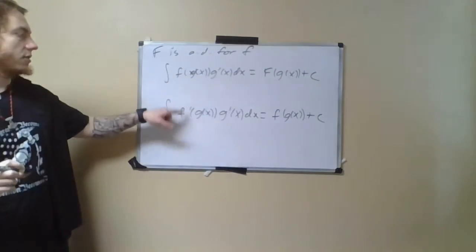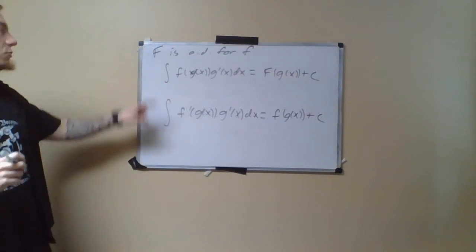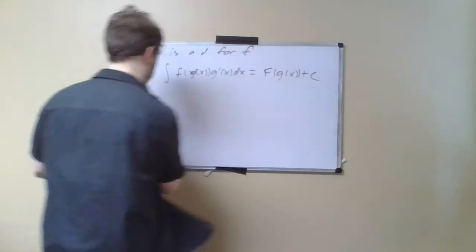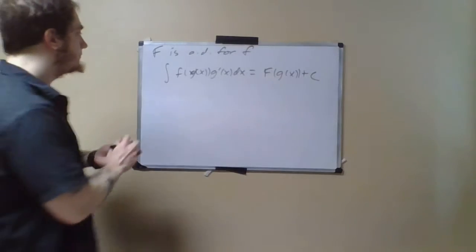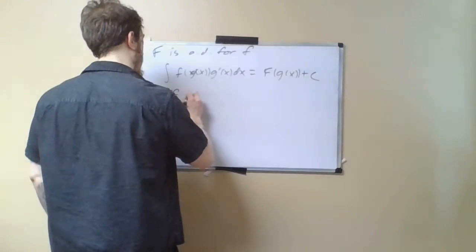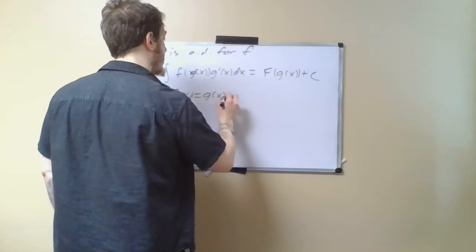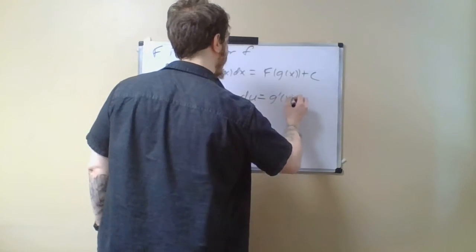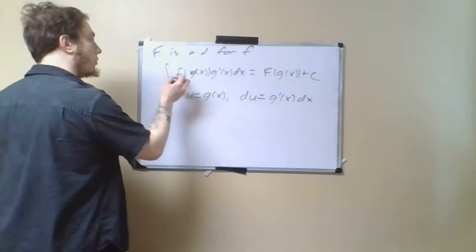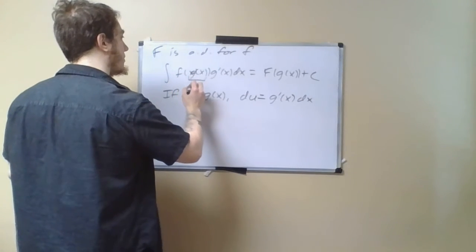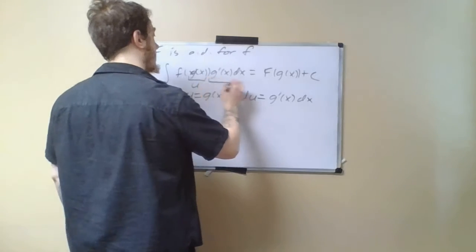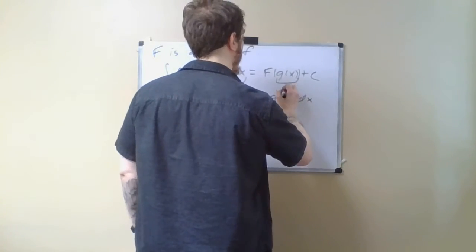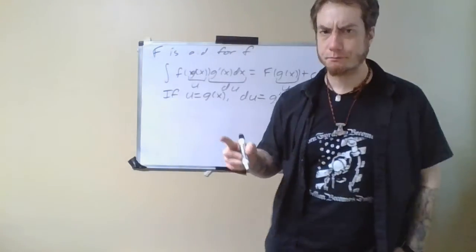So the main difference here is that instead of working with f and f prime, we're working with capital F and little f now. And we can go a bit further here, actually, and we can say if u is equal to g of x, then the differential of u is g prime of x dx. And so what we've actually got here is f of u times du, and this is capital F composed with u plus a constant.